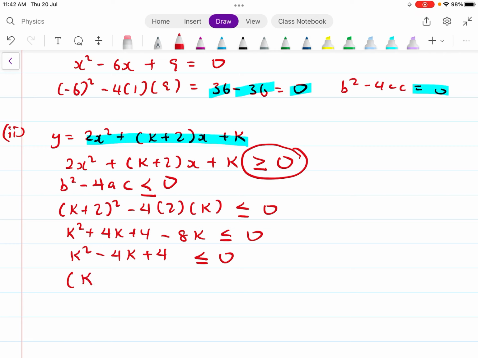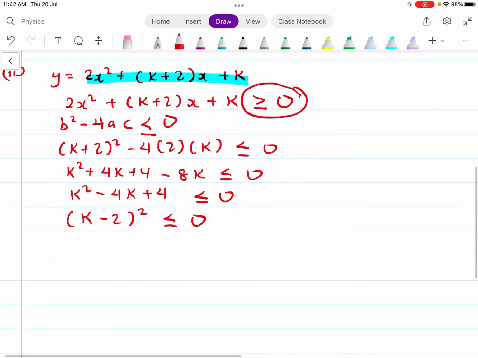Okay, then you just need to factorise. So (k minus 2) squared is less than or equal to 0. Since we know that (k minus 2) squared must always be positive or zero, because they want the value of k, this must be equal to 0. So k is equal to positive 2. So k must be equal to positive 2. So that's how we solve this question.